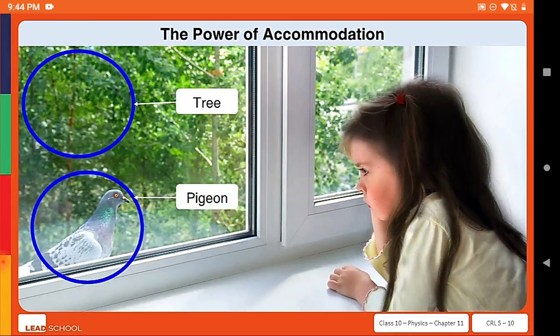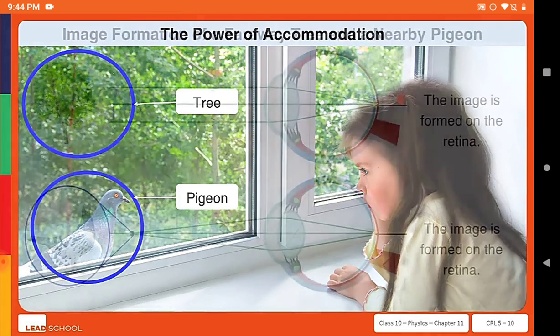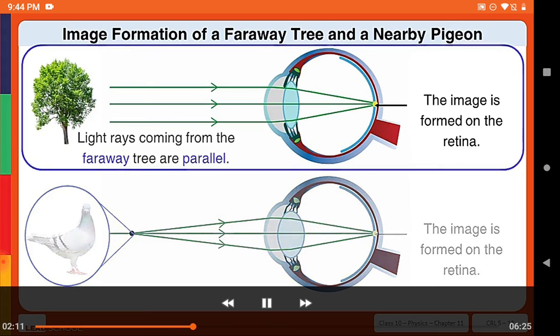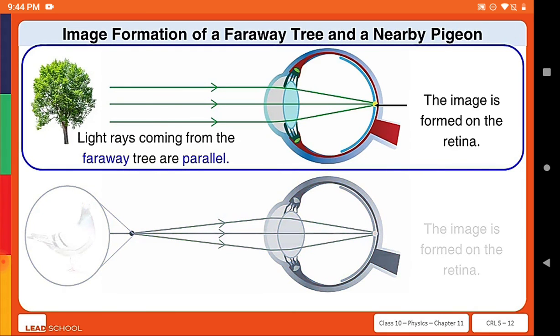Let us understand this using an example. Rita is looking at a tree across her house. It is quite far away. Then she looks towards a window and sees a pigeon nearby. Let us compare the image formation of the faraway tree and the nearby pigeon on the retina of Rita's eye. The light rays coming from the faraway tree are parallel to each other. They are refracted at the cornea and are incident on the convex lens in the eye.